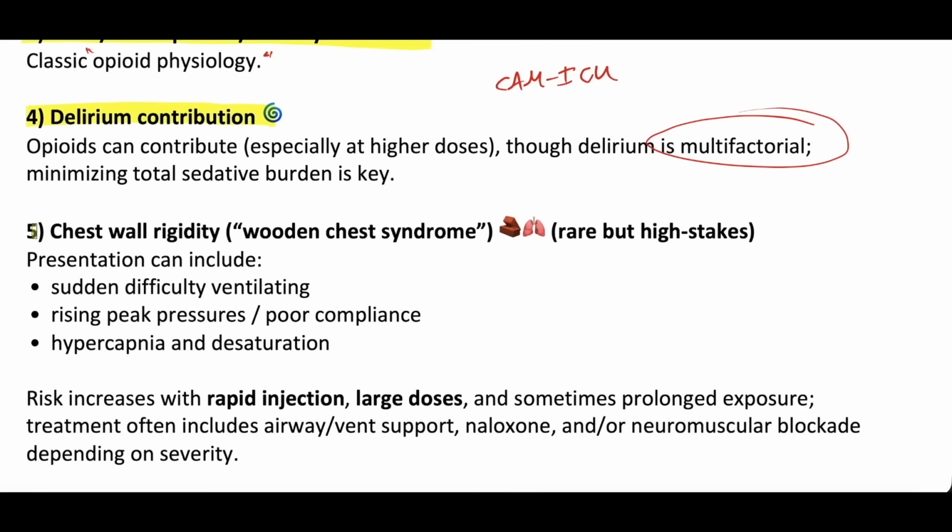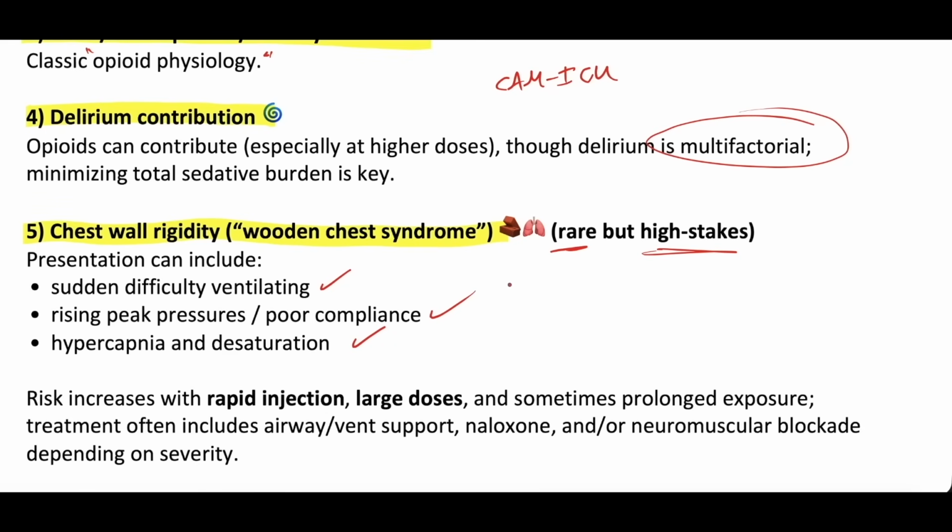And then the biggest thing, and we have actually never seen this, is something called wooden chest syndrome. Okay, this is where the fentanyl causes chest wall rigidity. And what you will see is sudden difficulty ventilating because their chest can no longer expand because they have chest wall rigidity, rising peak pressures, poor compliance, desaturations, and this can be really serious, right? This is rare but very high stakes.